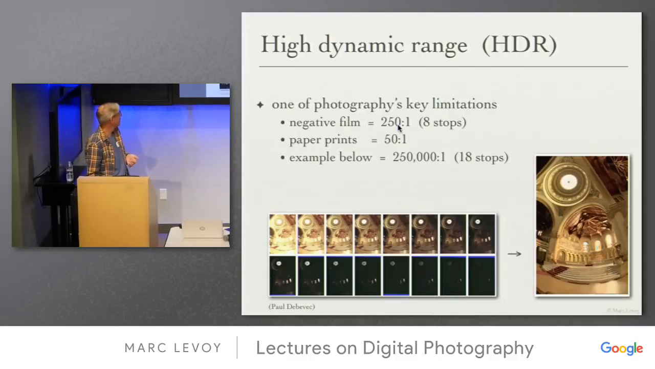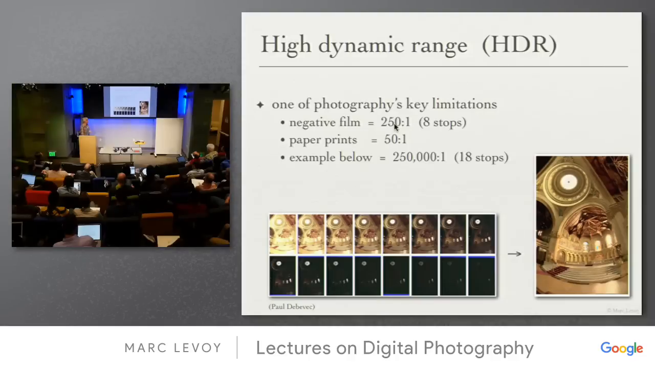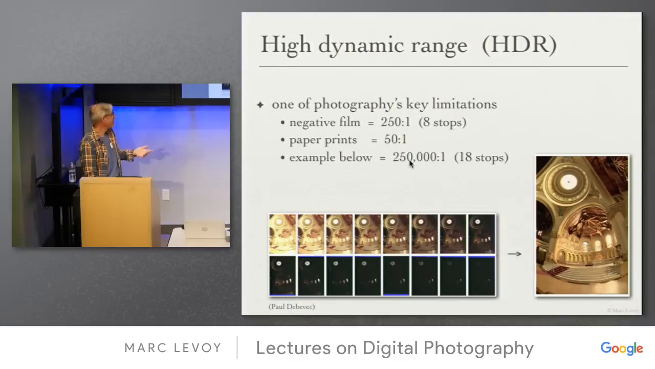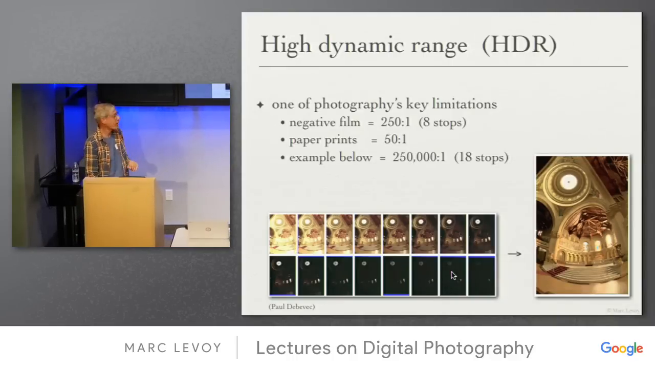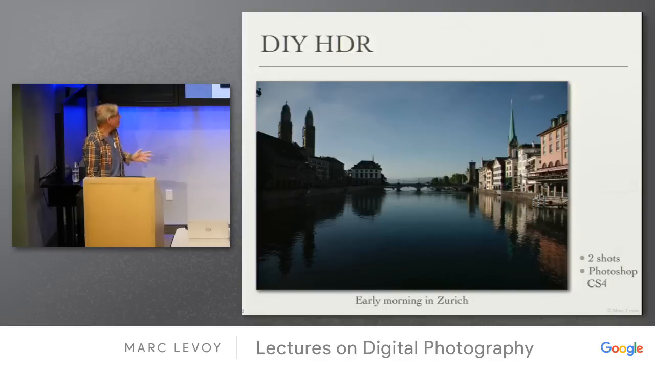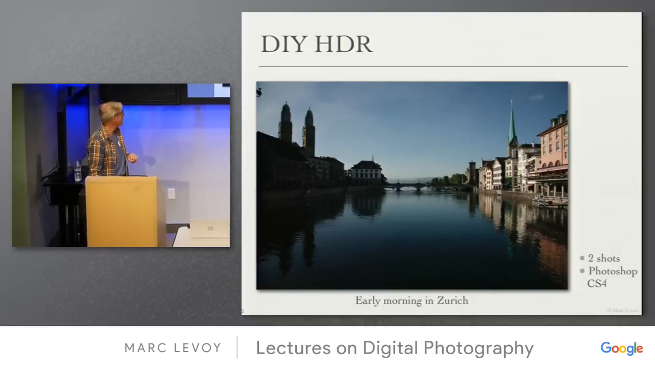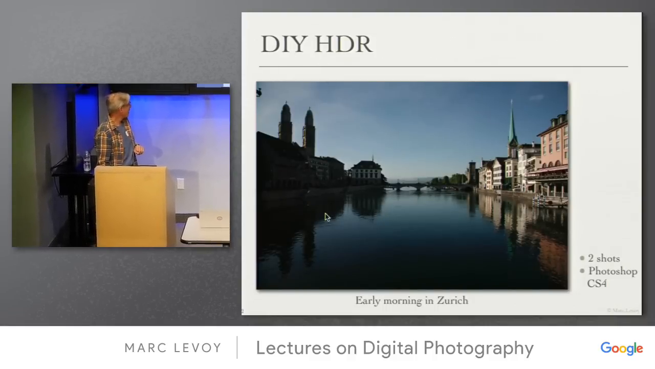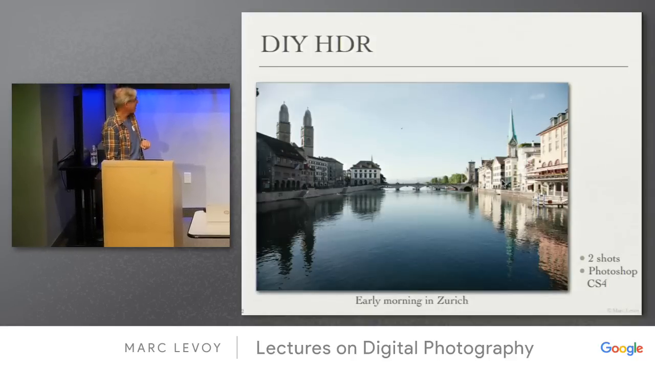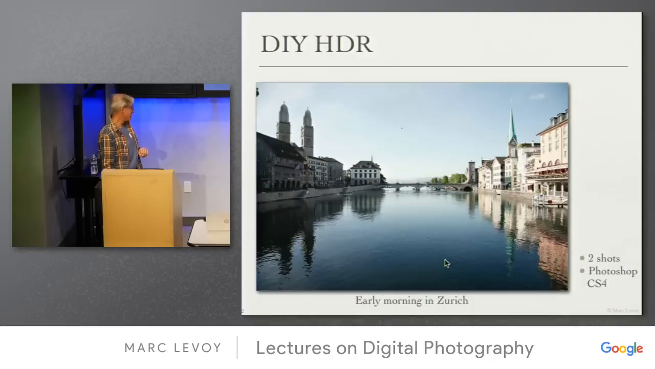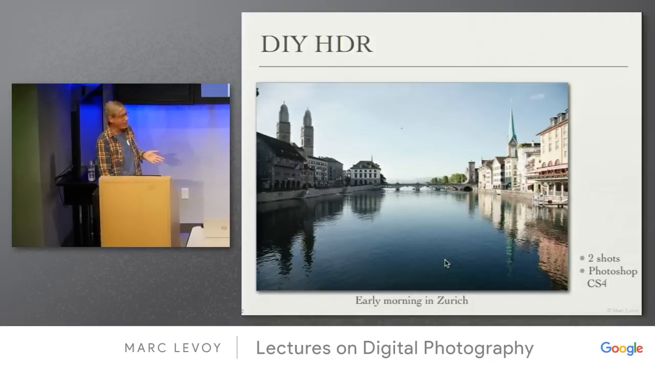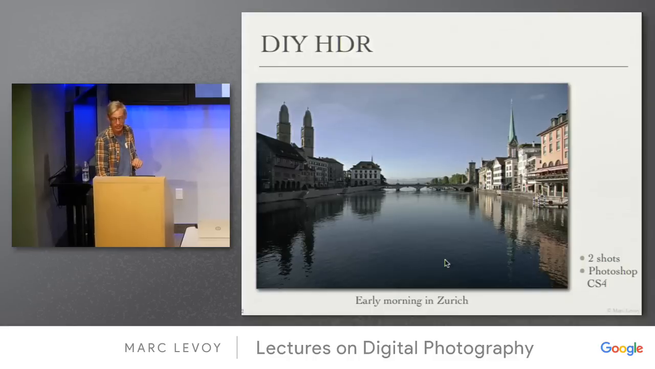This is an extreme example where the dynamic range, which we'll define more precisely later when we talk about metering, of film is about that. Maybe it's a little bit higher. Paper prints are fairly low, but the dynamic range of this example is 250,000 to 1. I'll make this more precise when we talk about metering. You can do this yourself. Here I am in Zurich, and it's a little bit dark on the left side, so I'll take 2 shots. Now it's a little bit bright on the right side, but I'll take those 2 shots into Photoshop, align them, and Photoshop has some high dynamic range imaging. So you can get a nice picture.